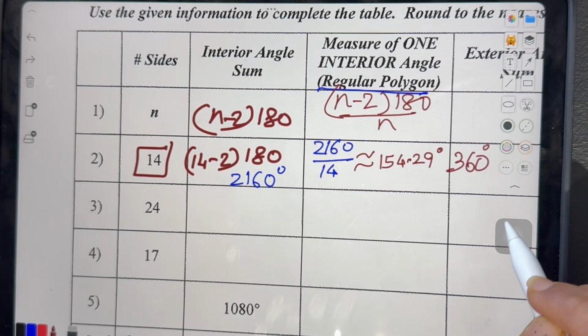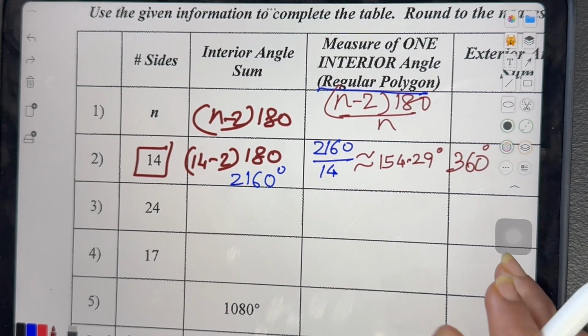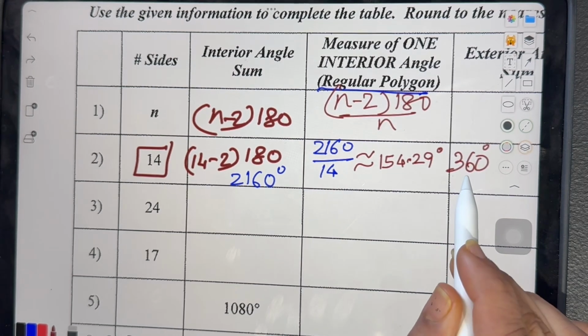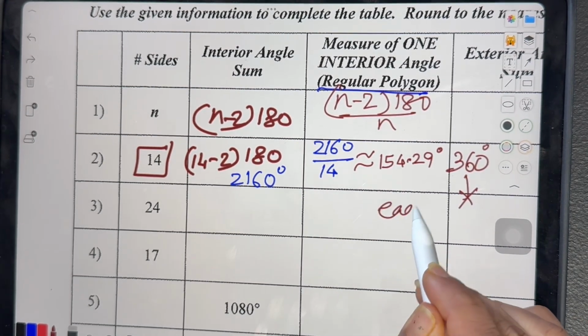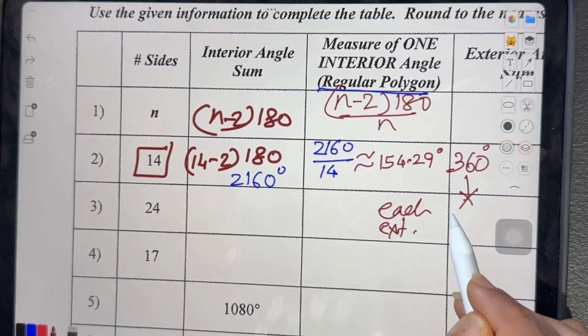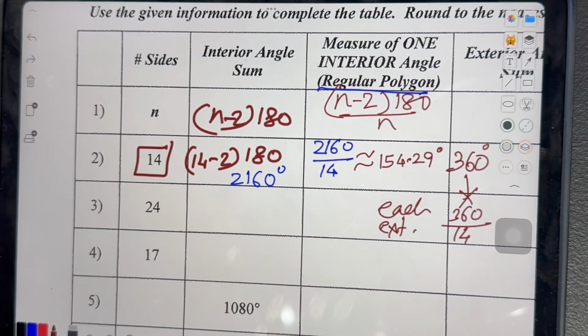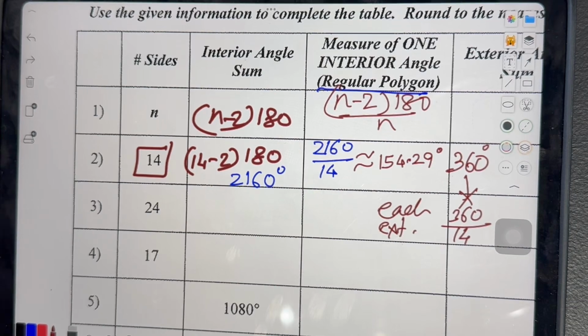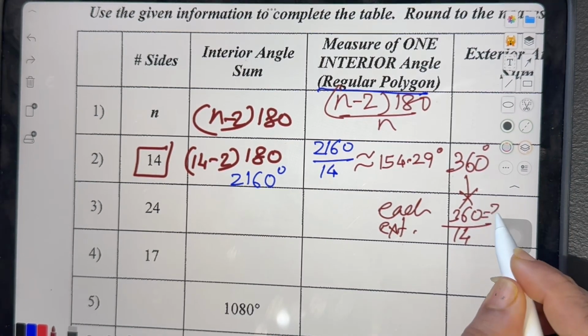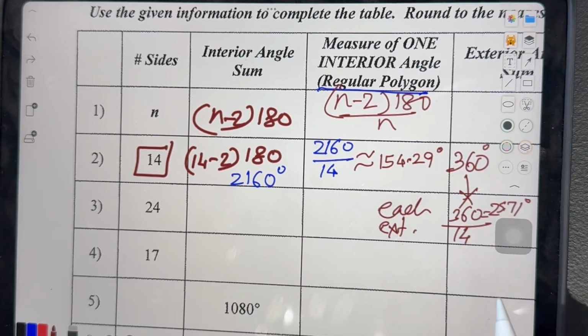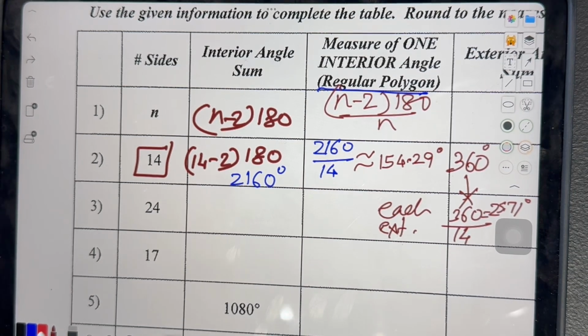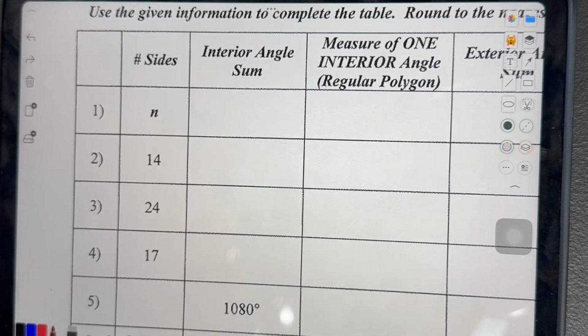And the other column is the sum of exterior angles, which will be 360, and each exterior angle of a regular polygon will be, I cannot move to the other side, otherwise it will get erased. So I'm just doing it for each exterior angle. I will just divide 360 by 14. 360 divided by 14 is 25.71. The answer is 25.71 degrees for each exterior angle. I hope you guys understood this one.